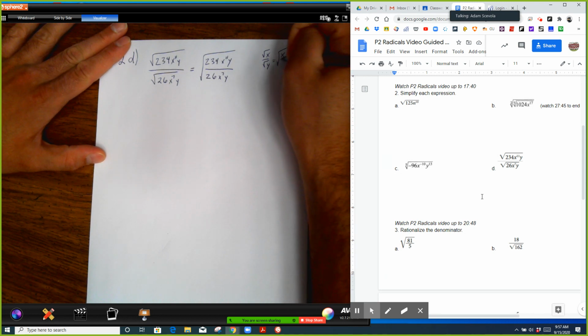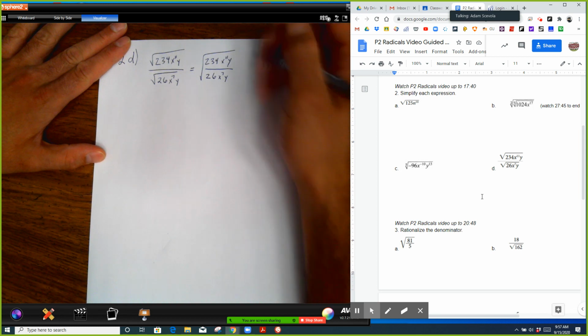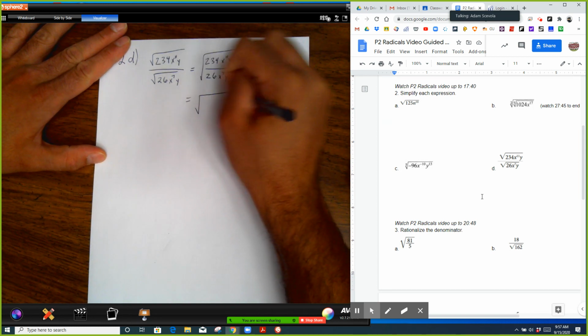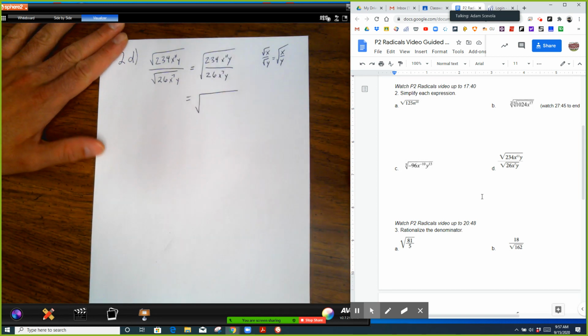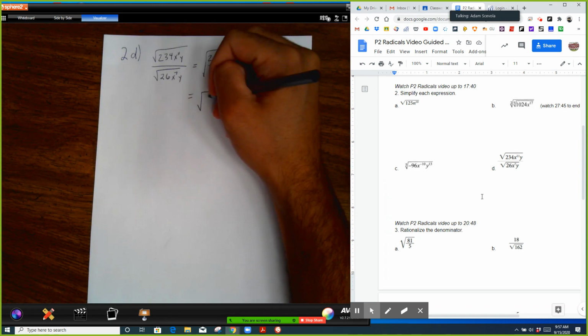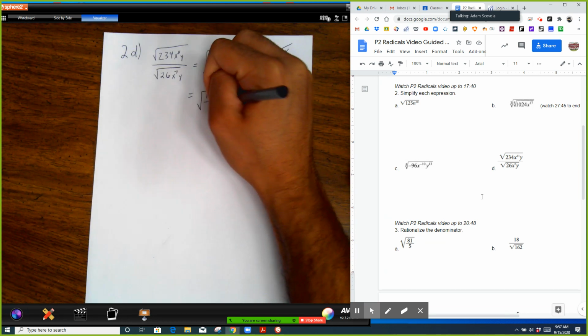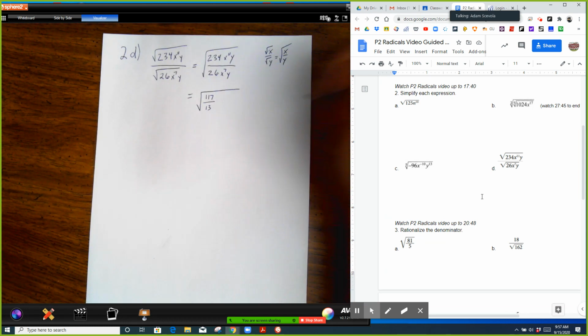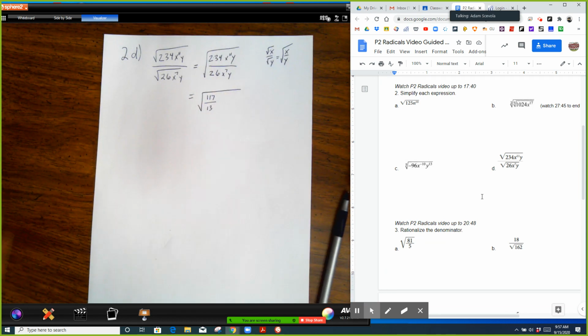So what that means is now this becomes 234 over 26. Those are both even, so you can cut that in half. So that's going to be 117 over 13. And I think 13 goes into 117. I'm embarrassed I don't know that off the top of my head, but I'm going to check right now. And it does. Nice. That's crazy. All right, we'll come back to that.